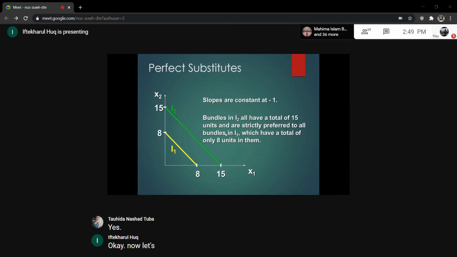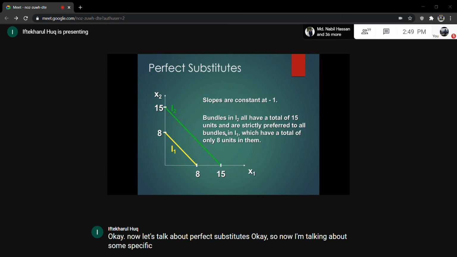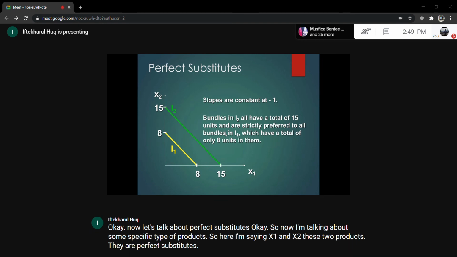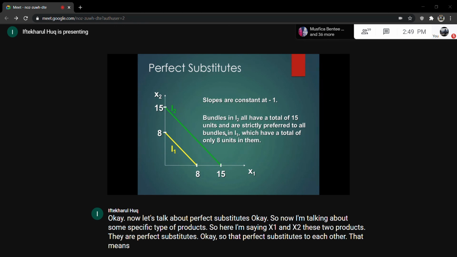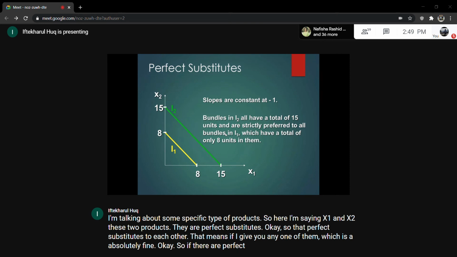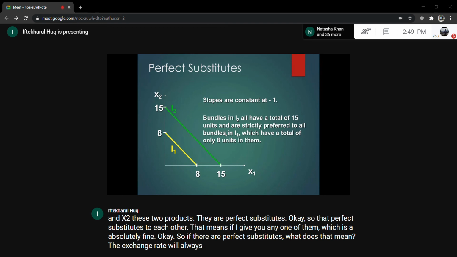Now let's talk about perfect substitutes. Now I'm talking about some specific type of products. So here I'm saying X1 and X2, these 2 products, are perfect substitutes to each other. That means if I give you any one of them, it is absolutely fine. So if they are perfect substitutes, what does that mean? The exchange rate will always be the same.